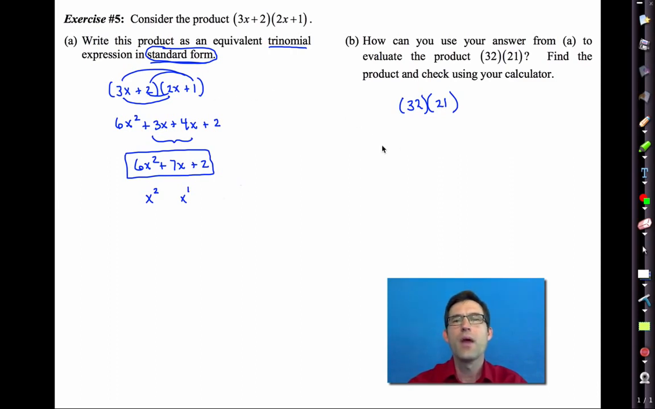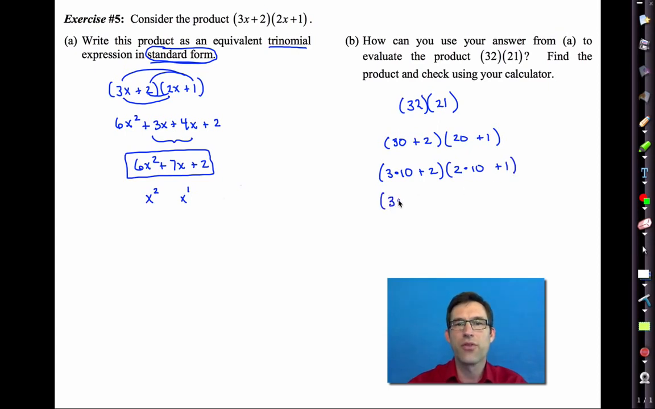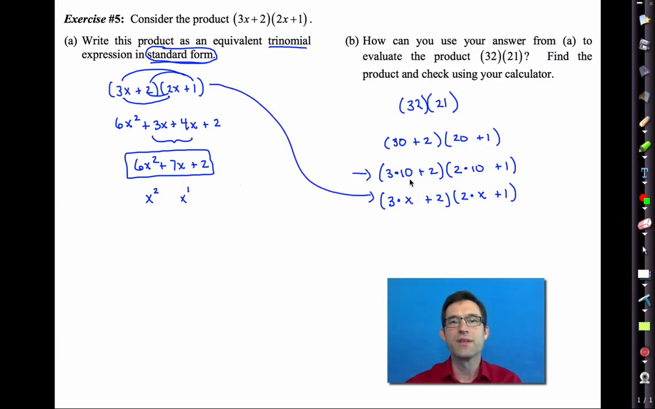All right, let's go through it. So really, what is 32? 32 is 30 plus 2. 21 is 20 plus 1, right? I'm going to take this a little bit farther. 32 is really 3 times 10 plus 2, and 21 is 2 times 10 plus 1. That looks awfully similar to 3 times x plus 2 and 2 times x plus 1, right? I mean, look at this compared to this. The only difference is here, there's a 10, and here, there's an x.